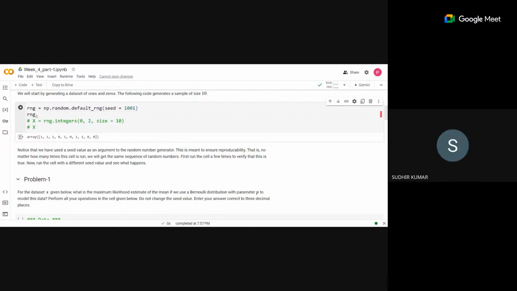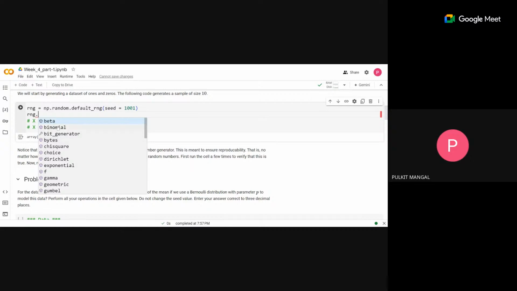Yes, sir, it is giving distributions. These are giving suggestions like beta, binomial, chi-square, exponential, hypergeometric, normal, multivariate normal, Poisson, random. So we can use any of them to sample our data points.